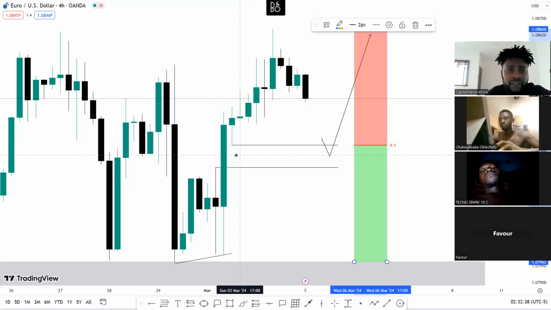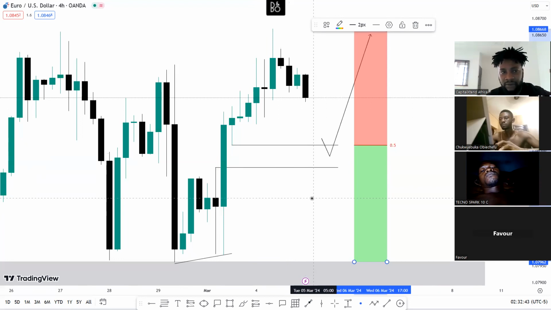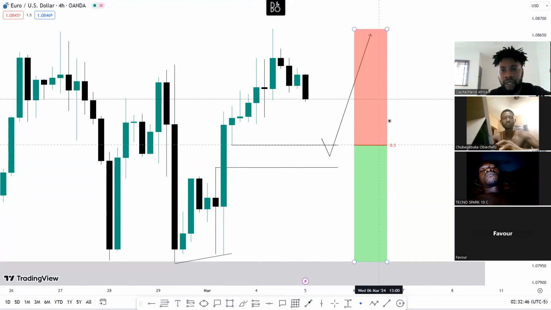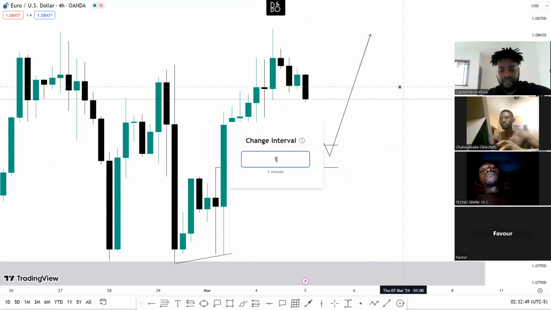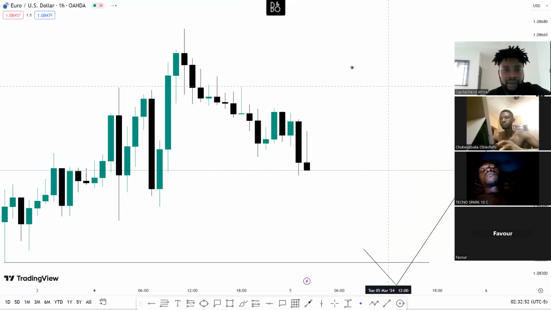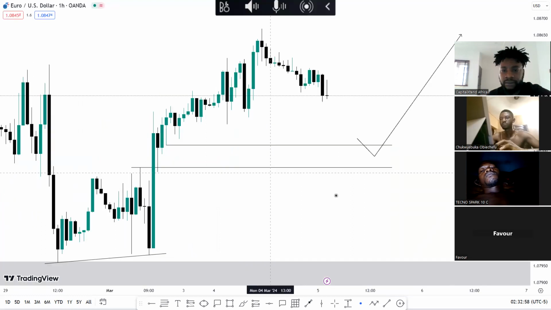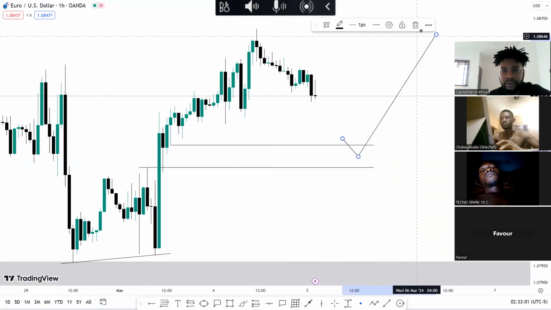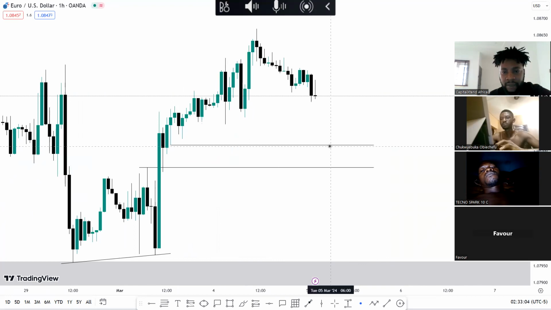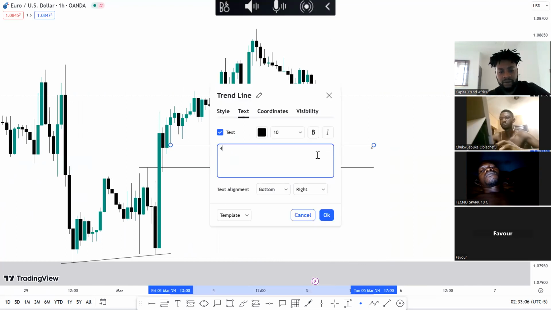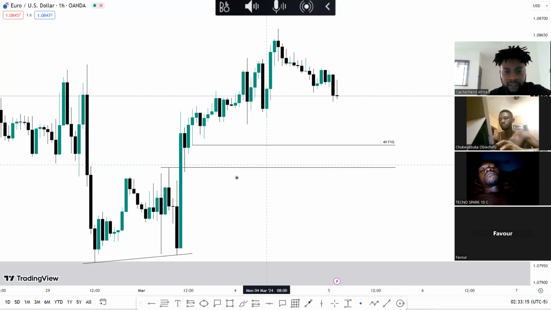But I won't really go for this 4-hour gap, because I need something that is deep in the discount level. This will make me go down to the 1-hour time frame and see if there is any information from the 1-hour time frame. Now, this is my 4-hour gap. I have to label this 4-hour fair value gap. Now I have this tiny 1-hour gap here.